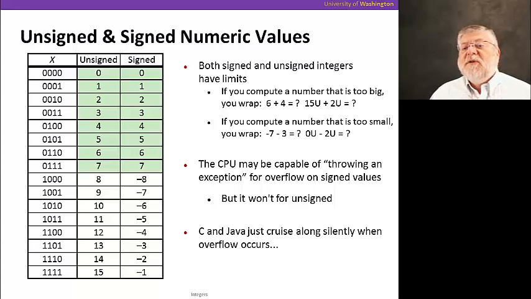So the CPU, when it's given these kinds of arithmetic to do, will throw an exception, meaning it will signal that it got a number that it can't represent. It does that for signed values, but most CPUs do not do this for unsigned values. And C and Java, both languages, will just cruise along and not bother checking whether the arithmetic was correct or not. So you have to do an explicit check if you really want to know if the arithmetic worked out correctly. And we'll see that again later on.